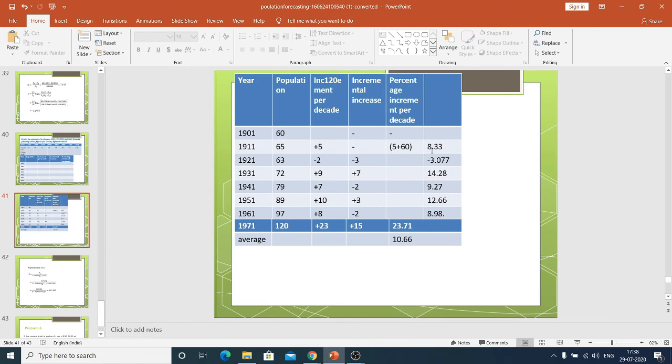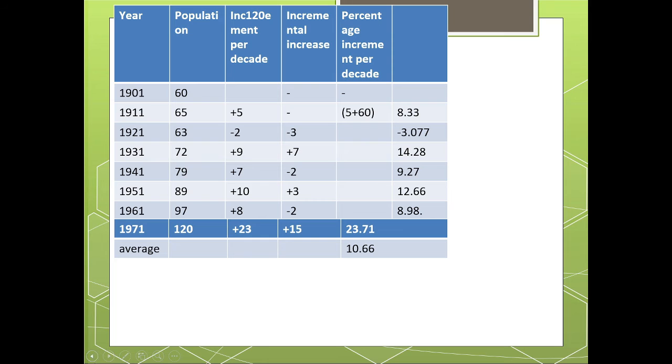If you get the positive, then it is an increase. If you get the minus, that will be a decrease. Then for this, if you want to find out the arithmetical progression method, first method, arithmetical.